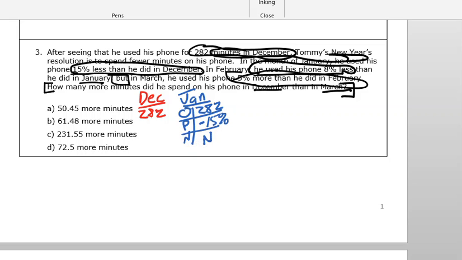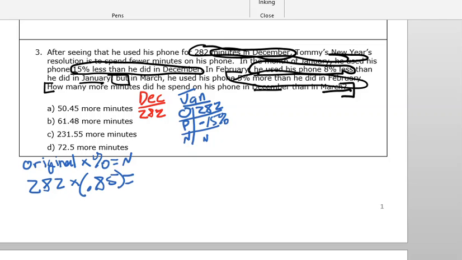All right. So let's find that out down here. I'm going to go original times percent equals new. So I'm going to say 282 times, since he took 15% off of that, that means he used it 85% as much. So I have my 282 times 85%, and I think that's going to give me like 220. Let me double check here.